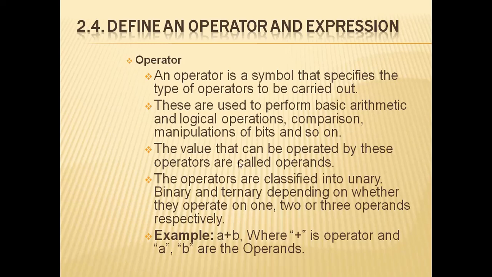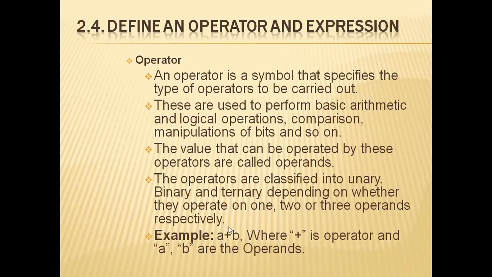The values that can be operated on by these operators are called operands. The operators are classified into three types: unary operator, binary operator, and ternary operator. The unary operator performs operations on one operand. The binary operator performs operations on two operands. Whereas the ternary operator performs operations on three operands.